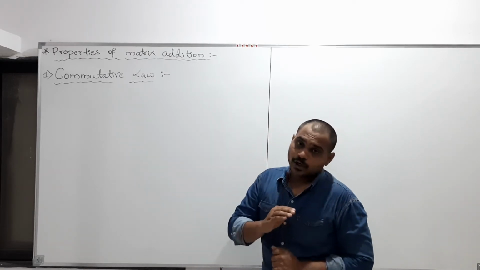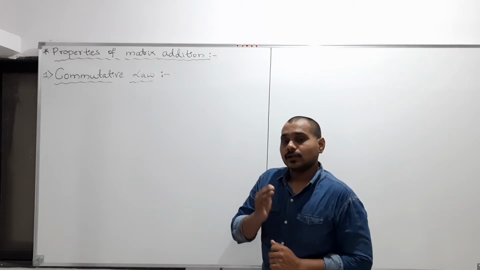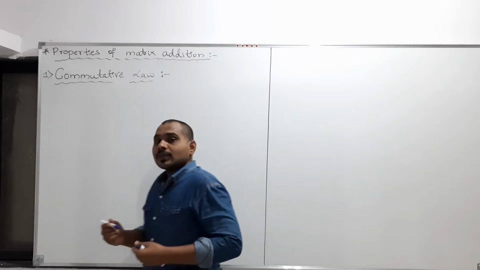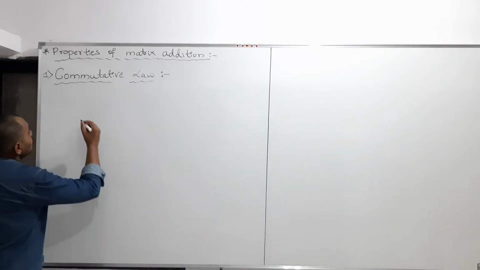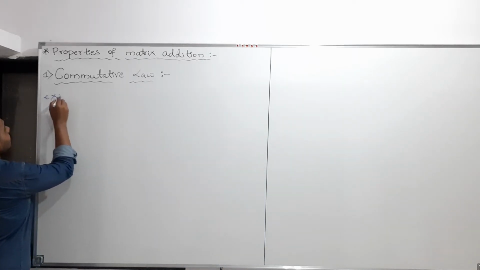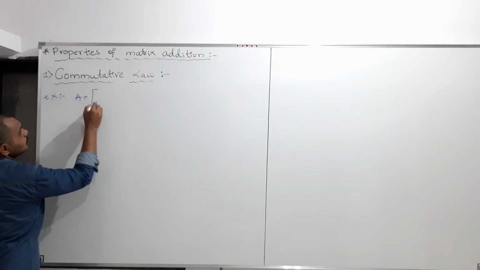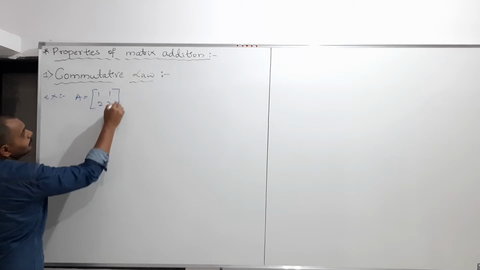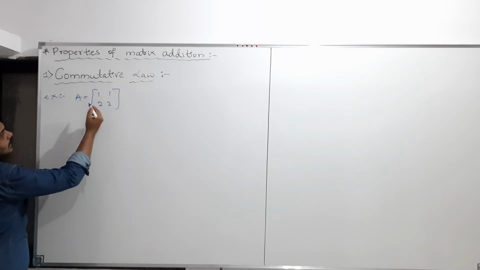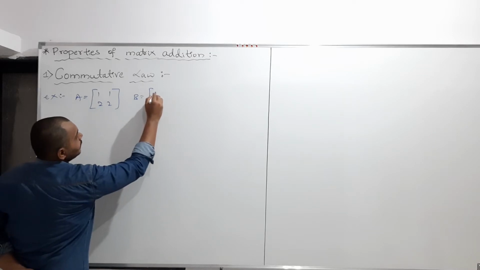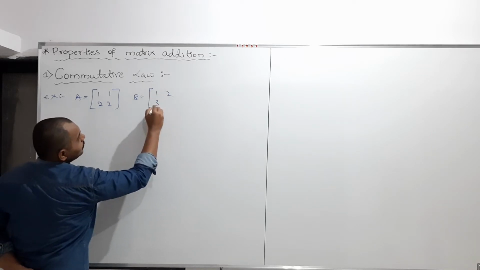In the previous video, we discussed how to add two matrices. So how will you add two matrices? First of all, I will take one example. If I have two matrices, here is one matrix A, that is 1, 1, 2, 2. You can take any example. And another matrix, B, is 1, 2, 3, 4.